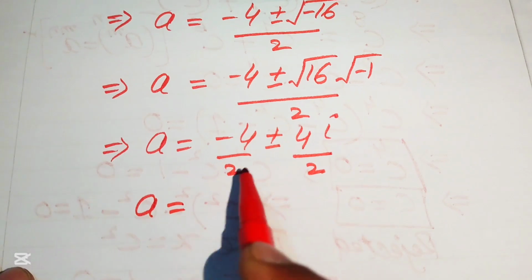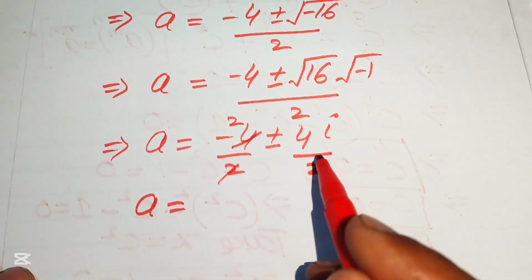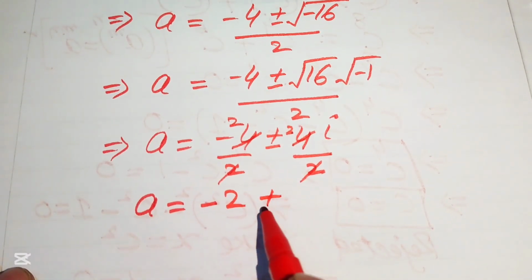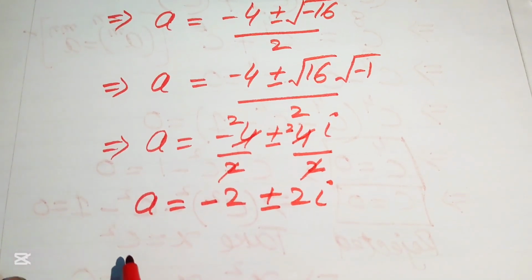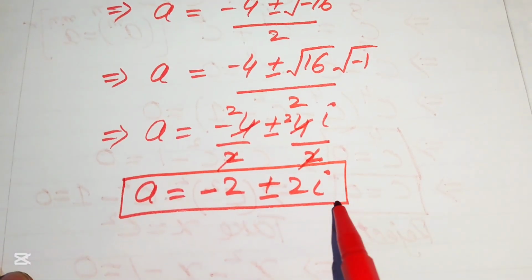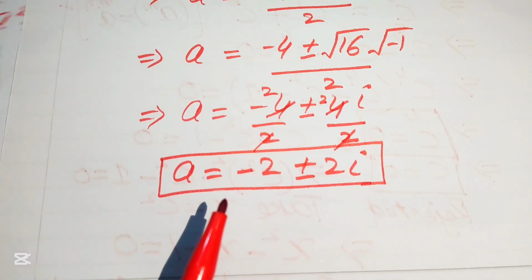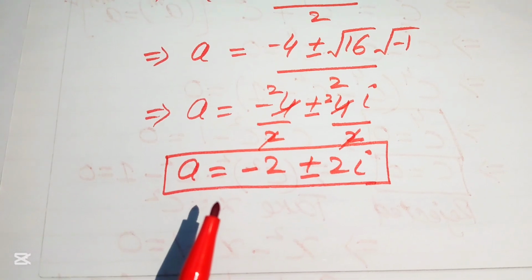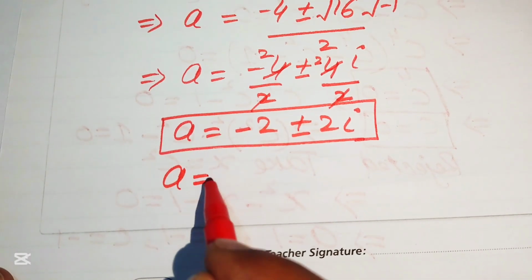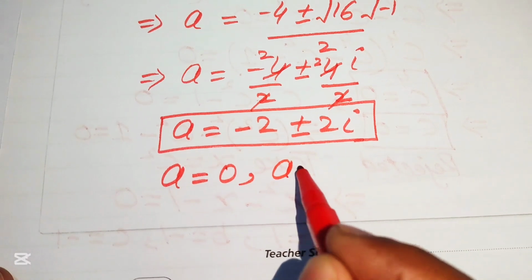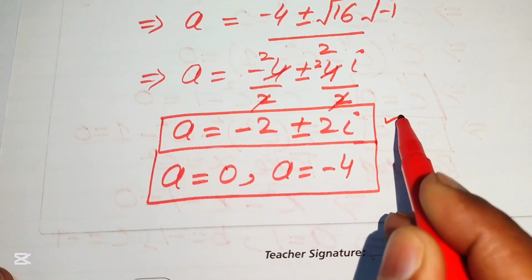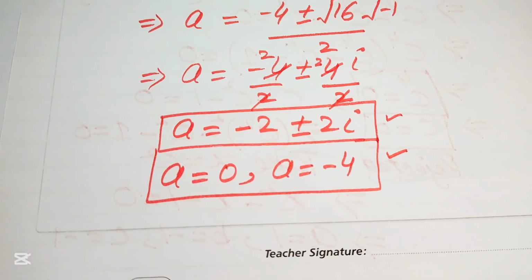So here we need to cancel these terms, so you get 2 times 2 is 4, here again you have 2 times 2 is 4, and we obtain minus 2 plus minus 2 times iota. So these are the other two complex roots of the given equation. So finally we have the 4 roots of the given equation: these are the two complex roots, and the other roots are a equals 0 and a equals minus 4. So these are the total 4 roots of the given equation, and this is the final answer.